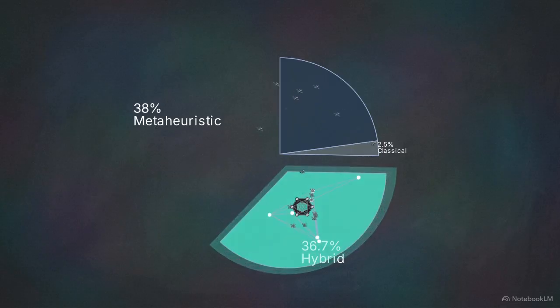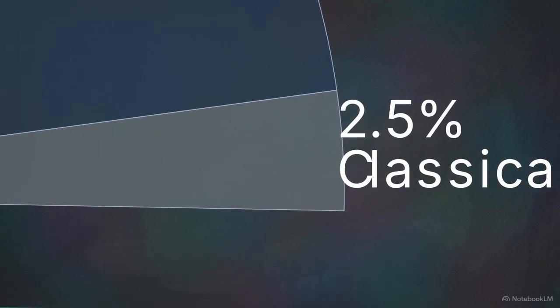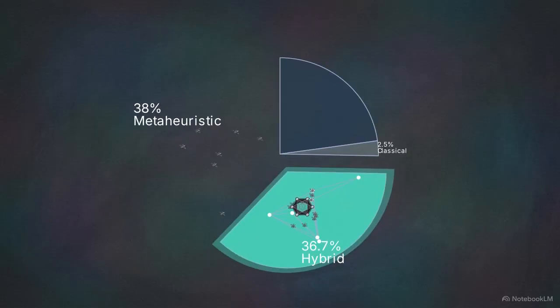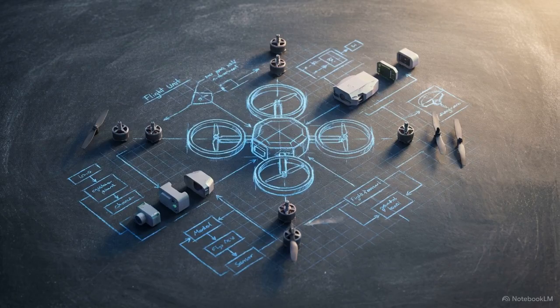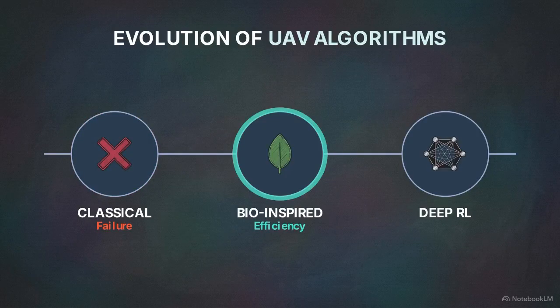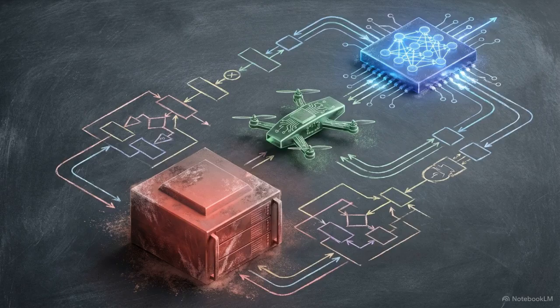This is the fastest-growing sector of research, merging different models to offset their individual weaknesses. Compare those massive sectors to the 2.5% classical slice. At the scale of modern drone swarms, traditional pathfinding math has been practically abandoned. To understand modern hybrid architecture, we have to reverse engineer its evolution. We must trace the failures of classical heuristics, the efficiency of bio-inspired models, and the real-time adaptability of deep reinforcement learning. Each new algorithmic model was invented explicitly to bypass the mathematical failure of the one that came before it.